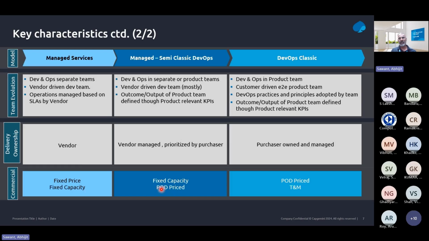I think this is another commercial construct that we have been seeing. In fact, for some of the pod-based capacities, the customers also tell what the sizes are. So it comes into small pod, medium size pod, and so on. And then DevOps classic is where largely it is time and material, but it could also be a mix of, let's say, if they want one vendor to take ownership of one pod, then it can be a pod price. And then some of the pods could be a multi-vendor delivery mechanism with time and material. Yeah.